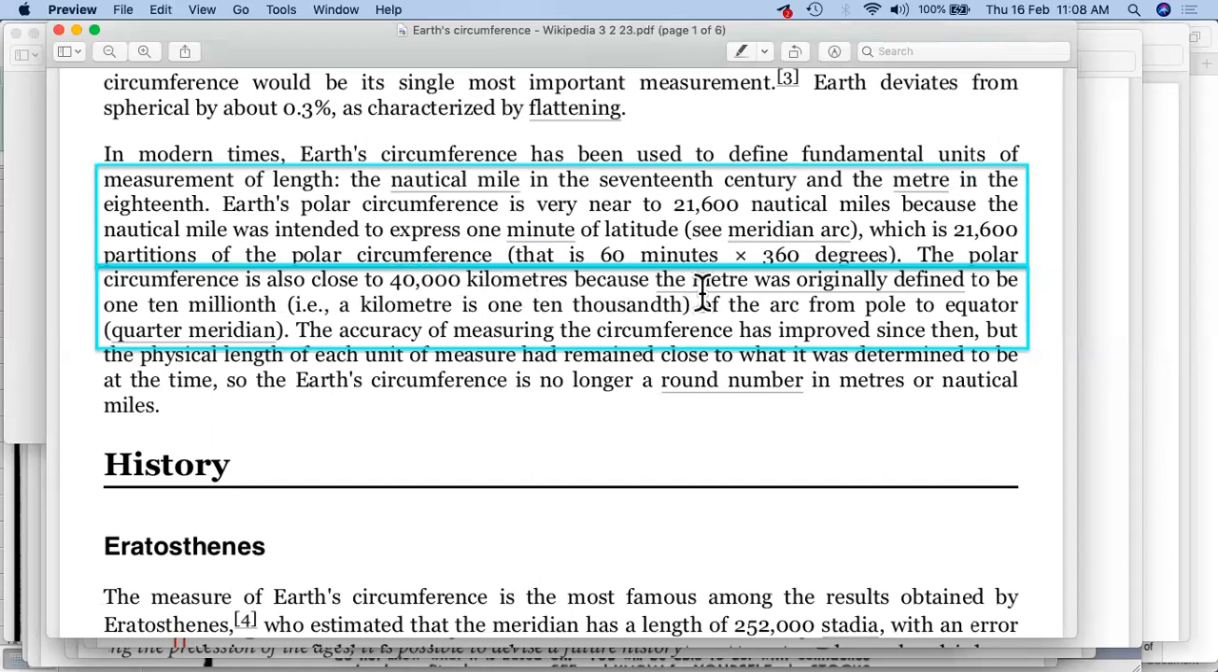40,000 kilometers, because the meter was originally defined to be one ten-millionth. That is, a kilometer is 1/10,000. So it is like in 1,000 kilometers, you have 1,000 meters. So this is a simple calculation, right? And they wanted it to be the arc from the pole to the equator, right? So everything was considered more as a quarter meridian, right? So this is how it has to be.